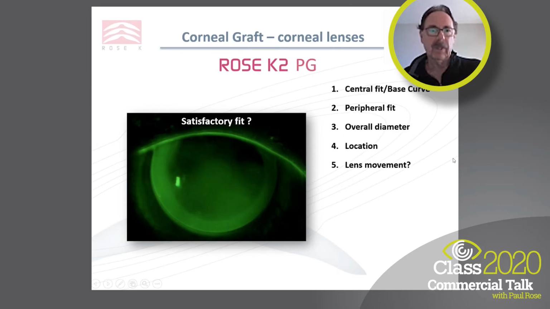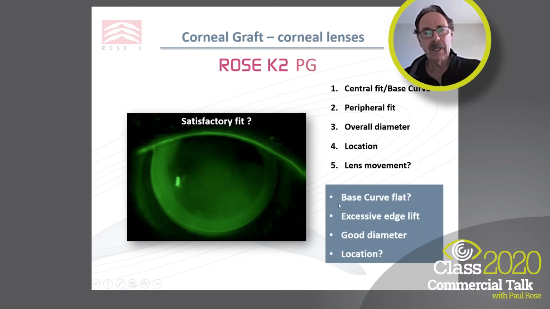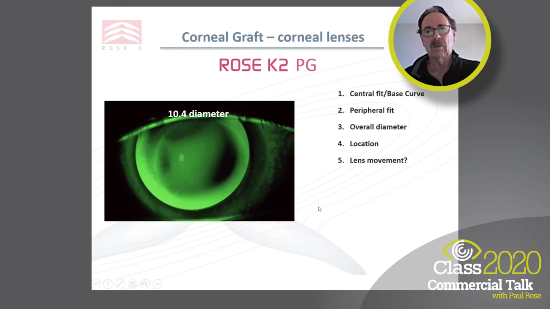How about this one? Again, we look at the things we should consider. What is wrong with this one? Is the base curve a little bit flat? It could be. It's got a little bit of excess touch here, although if we don't get staining, it doesn't really matter. We do have an excessive edge lift, and you can see the odd little bubble at the edge of the lens, suggesting that edge lift is too high. We need to close that down. The overall diameter is good. It locates well. So the main change I would make there would be to reduce the edge lift.